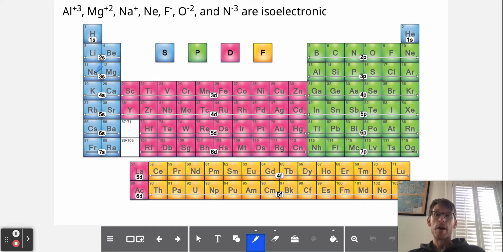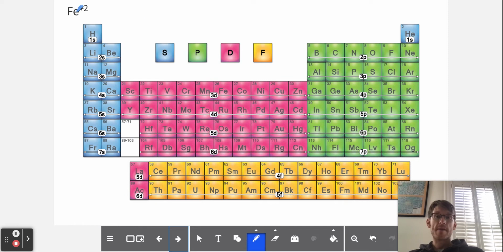Sodium will go positive 1, and fluorine will go negative 1 because it has 9 electrons. And so if it gets an extra electron, it will have 10, just like neon. Similarly, oxygen will gain 2, nitrogen will gain 3. These are all isoelectronic because they all have 10 electrons and they will all have the electron configuration of Ne, 1s2, 2s2, 2p6.